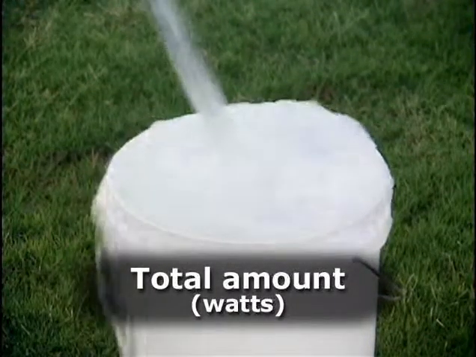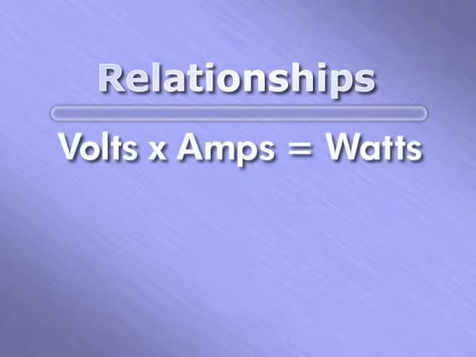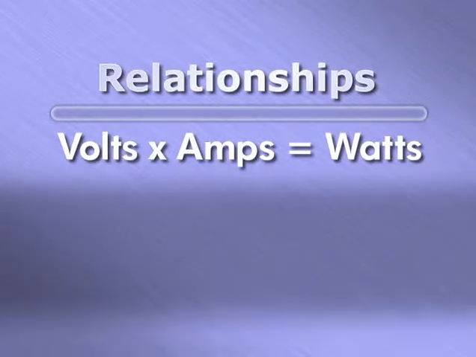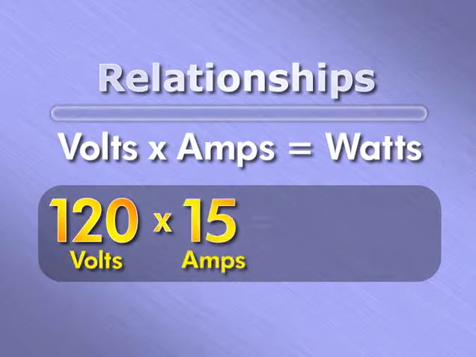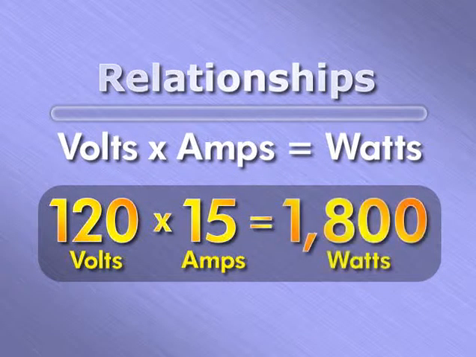Volts, amps, and watts are directly related to one another. By multiplying volts and amps together, we can calculate the total power of the electrical current, or watts. For example, 120 volts times 15 amps equals 1,800 watts.